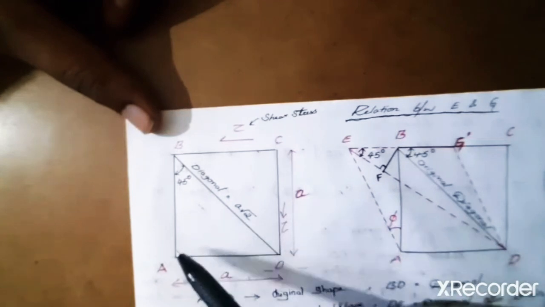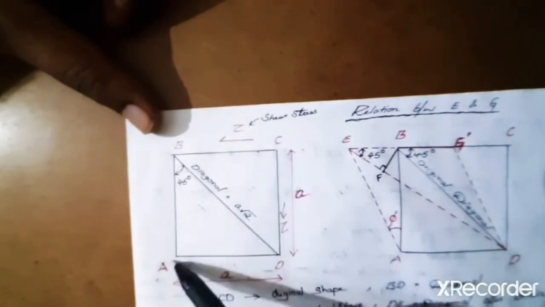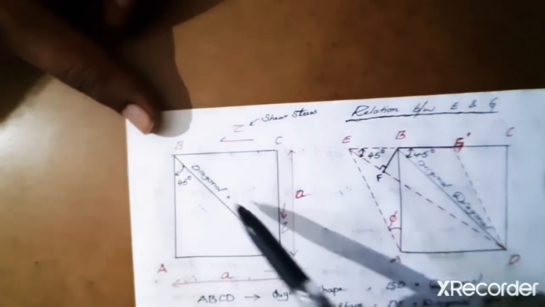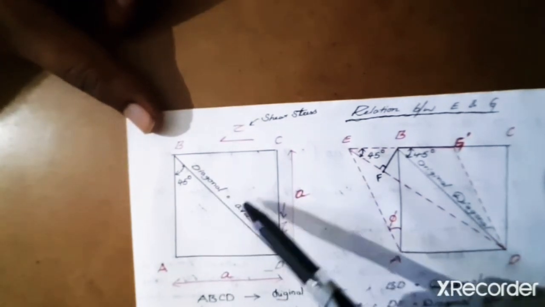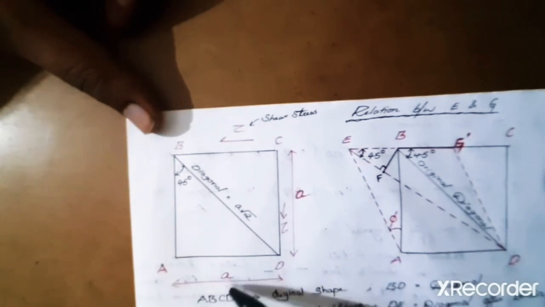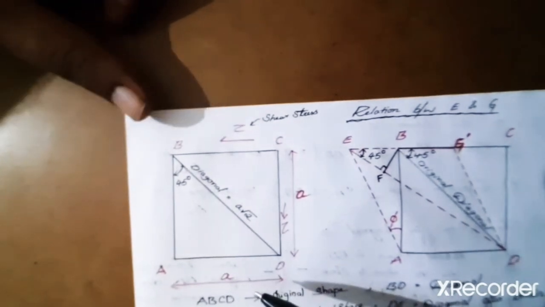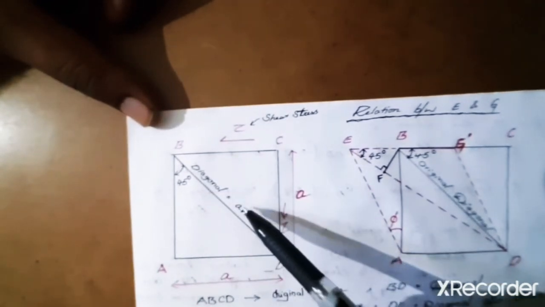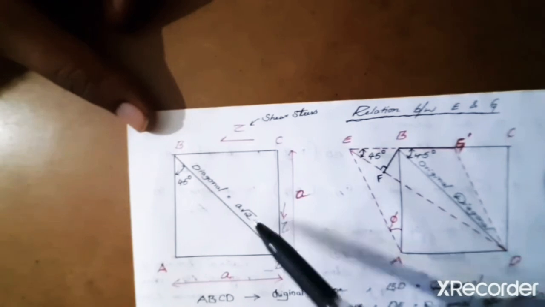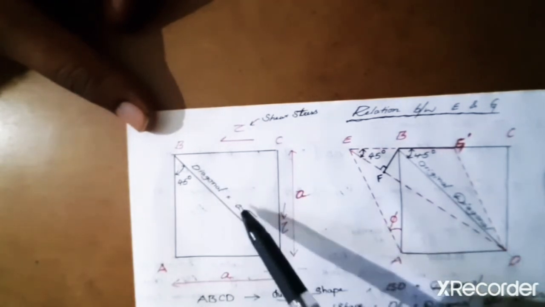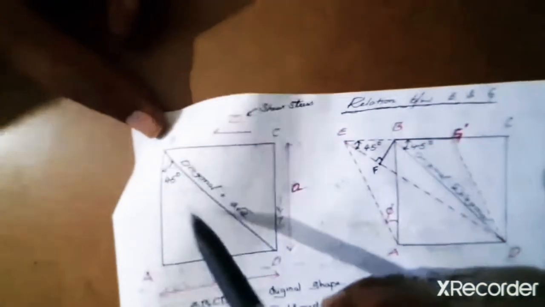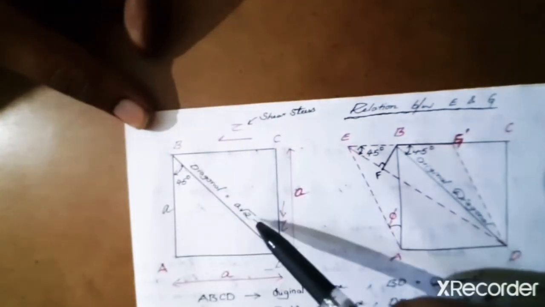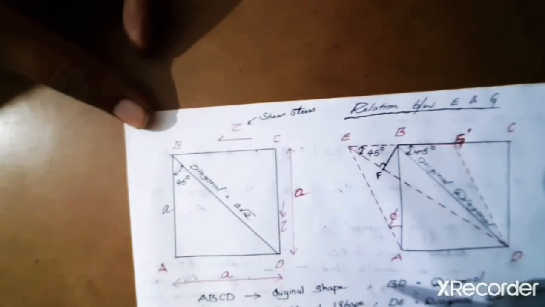You know diagonal. A diagonal is a line connecting two opposite corners of a square or a rectangle. So now, what is the length of the diagonal if the side of the square is a? If this is a, the diagonal has a length of a root 2. You can say that the length of the diagonal is a root 2.